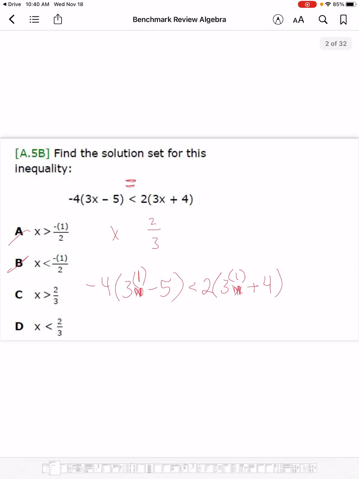Okay, so plug in the equation into InSolve, and then change it back and pick a number that is greater than your answer. If that works, then you pick the greater than symbol. If it doesn't work, then you pick the less than symbol.